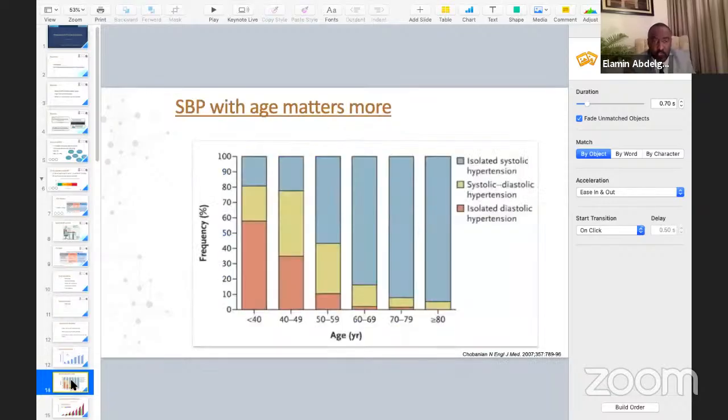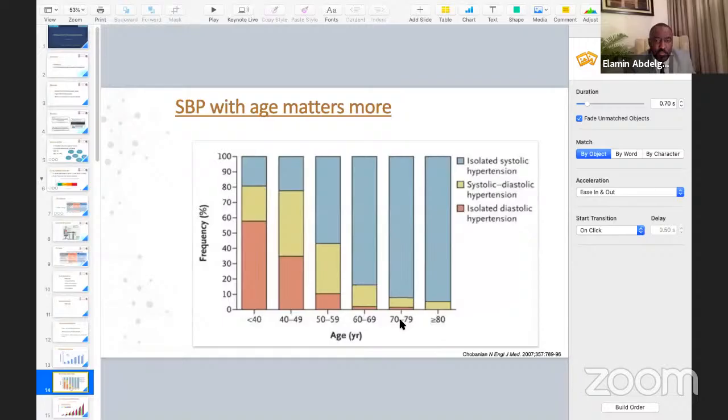And it's usually systolic, since this is another study that showed the predominance of diastolic blood pressure in early age, less than 40 years of age. The pink part of the bar is the isolated diastolic blood pressure or hypertension. The yellow part of the bar is the combination of systolic and diastolic. And the light blue part is the isolated systolic. And it's quite clear that the isolated systolic hypertension increases remarkably with age.